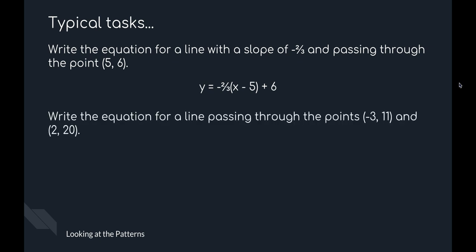A slightly, and I emphasize slightly, more rigorous task is when we have to write the equation of a line passing through two given points. All we have to do is determine the slope, and then just pick one of the points and write the equation. The slope is 9/5, and we just have to pick a point. I'm going to pick (-3, 11). I know that I'm going to subtract a -3, which is the same thing as +3. So y equals 9/5 times the quantity, x plus 3, plus 11.